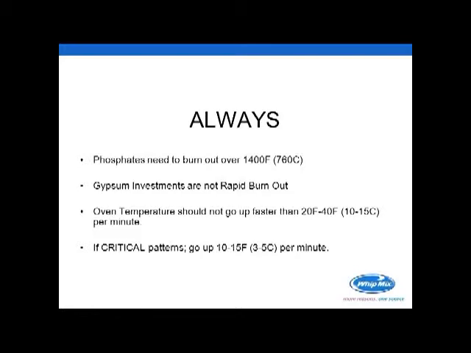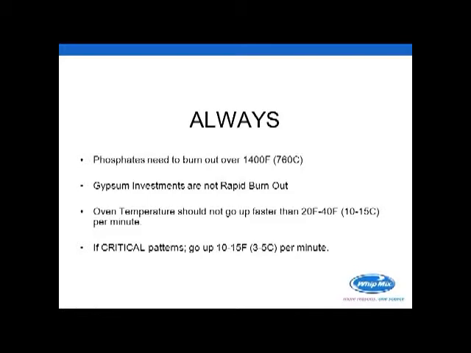Gypsum investments are usually, and in my case always, not rapid burnout. So if you're trying to do that and having fractures or blow-ups, that's the reason. Your oven temperatures should not go up faster than 20 to 40 degrees Fahrenheit, which is about 10 to 15 degrees C per minute if you're using slow burnout technique. If you're using rapid burnout technique, of course, it doesn't matter. Even if you're using a staged burnout, you should not go up faster than that 20 to 40 degrees Fahrenheit, even in the second stage. Too rapid a climb can cause fractures and breakage of your investment.